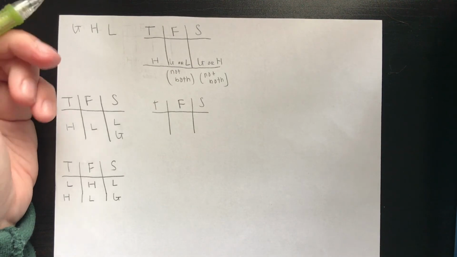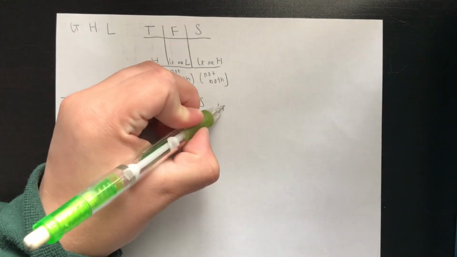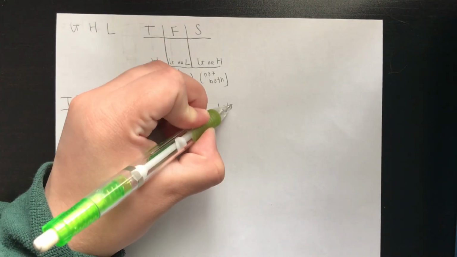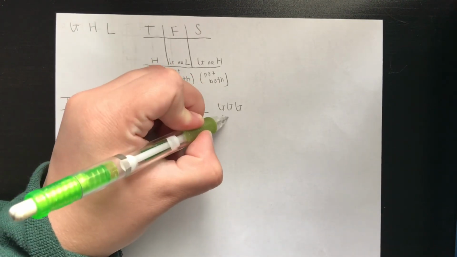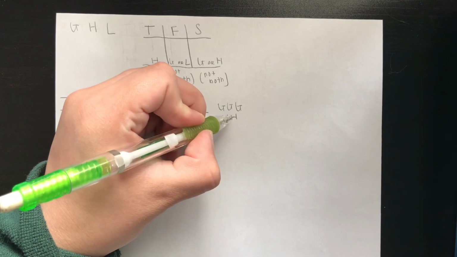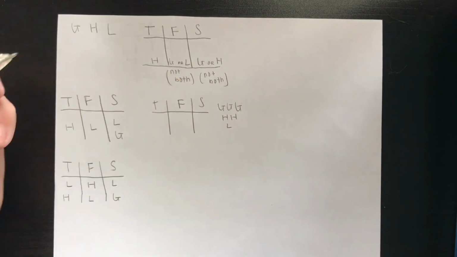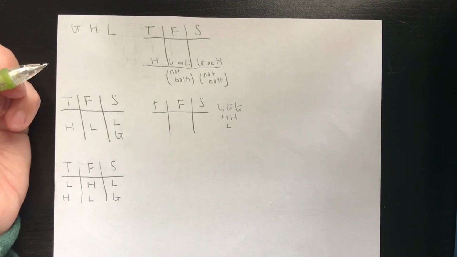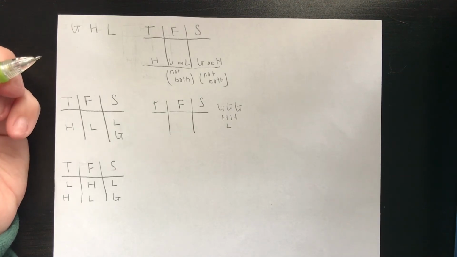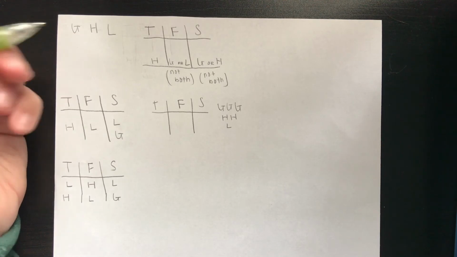So we know that we need to use G 3 times. We know that we need to use harvest twice. And limelight is going to be shown once. So remember, we can't have repeat films on any day. That means that G is going to have to be placed in Thursday, Friday, and Saturday.